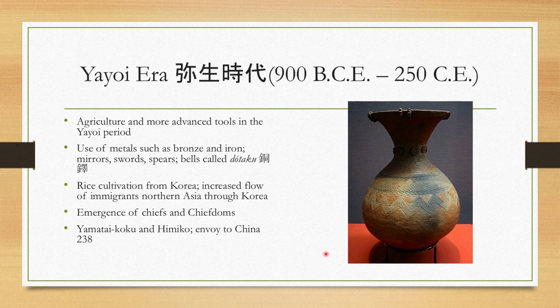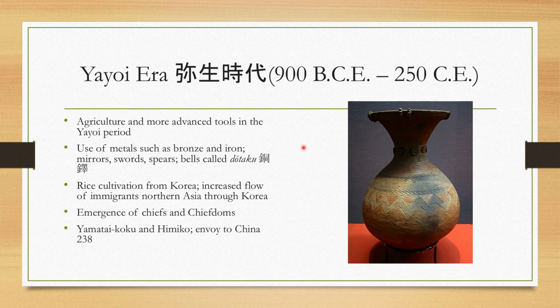So the next era that we will look at is the Yayoi era, Yayoi Jidai. And during this time, one of the major events that was happening is that massive waves of immigrants were coming over from the Asian continent, Asian mainland, through China and Korea, especially.